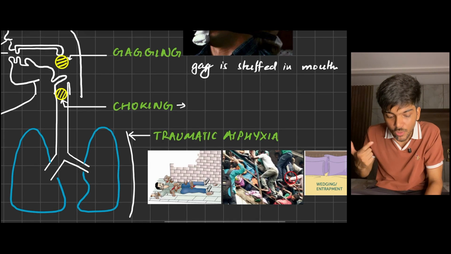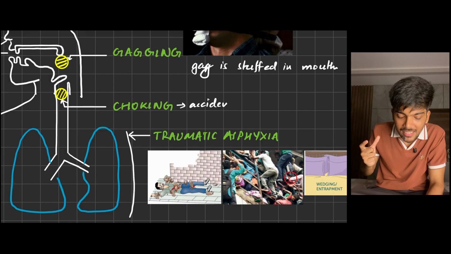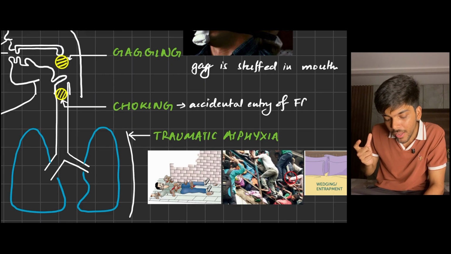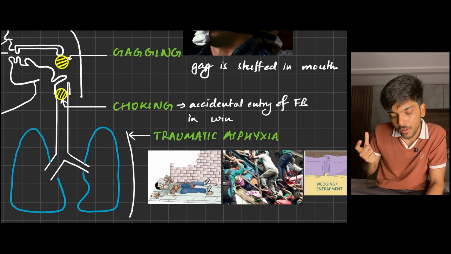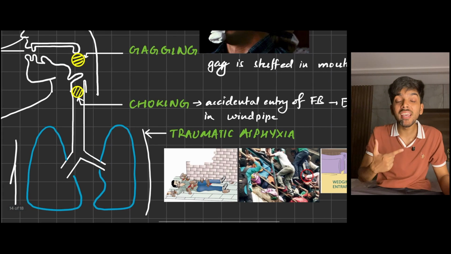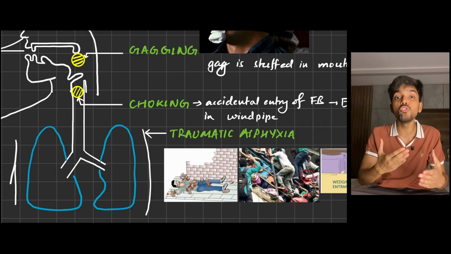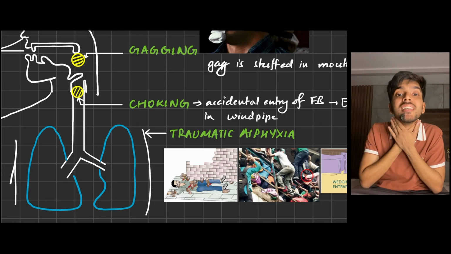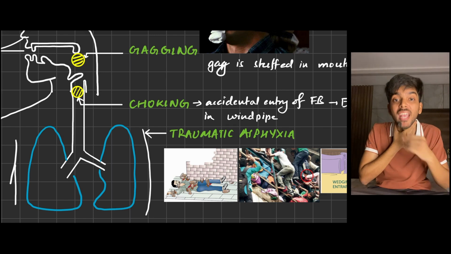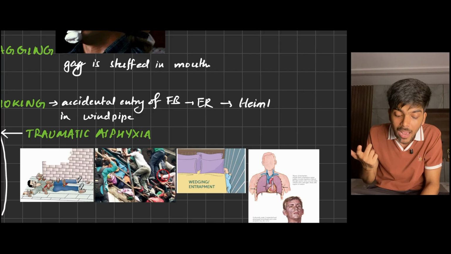Choking. This is when there is accidental entry of foreign body in windpipe. As a result, we get an emergency condition where the person who is choking is unable to breathe, unable to talk, and you will find the choking person to be holding his neck with both his hands like this. And when you see that the person is choking, you perform Heimlich maneuver.